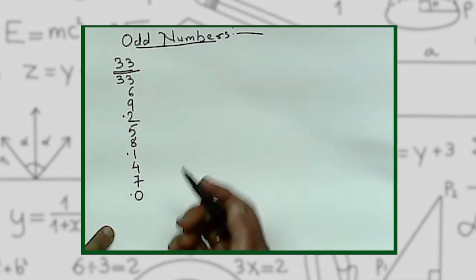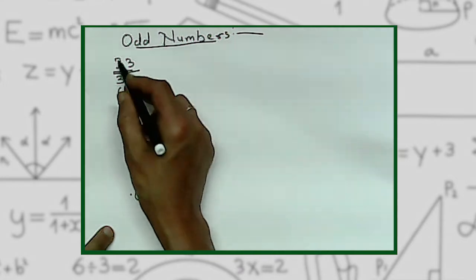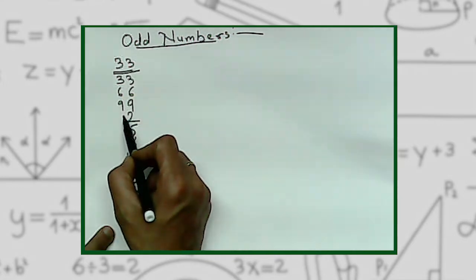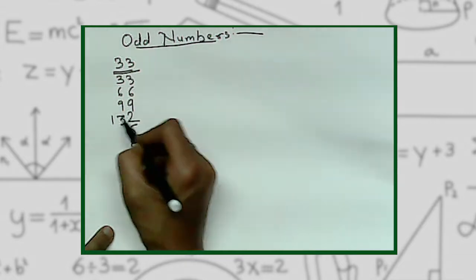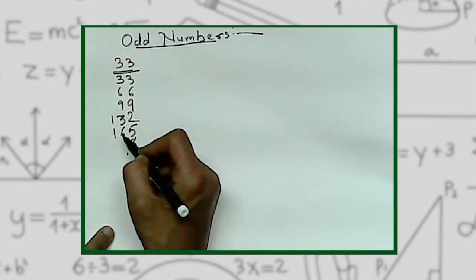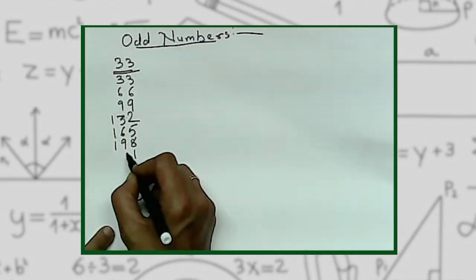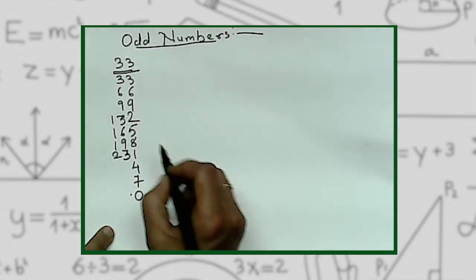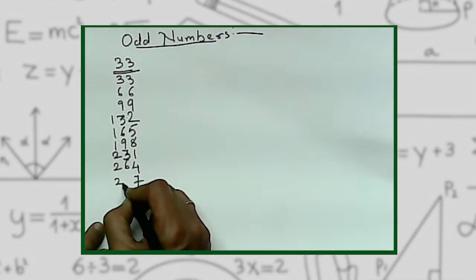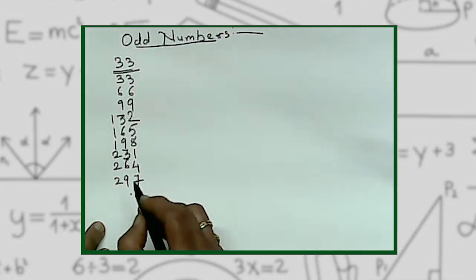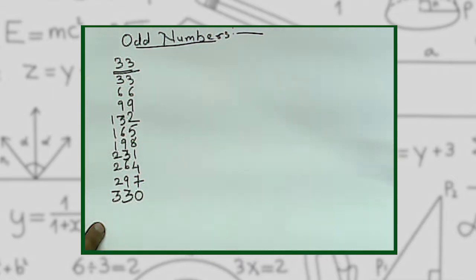Left hand side is as usual the same. 3 plus 3, 6, 6 plus 3, 9, 9 plus 3, 12. We will have to add this point as 1. 9 plus 3, 12 and 1, 13, 13 plus 3, 16, 16 plus 3, 19, 19 plus 3, 22 and point, 23, 23 plus 3, 26, 26 plus 3, 29, 29 plus 3, 32 and this point, 33.